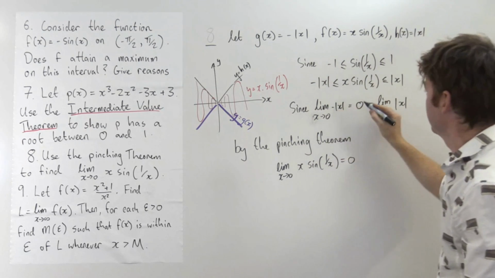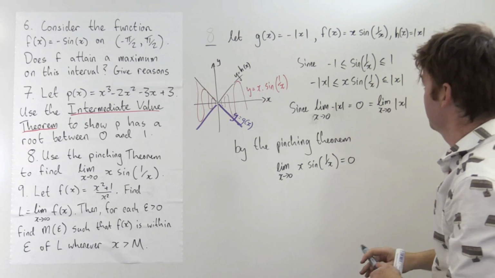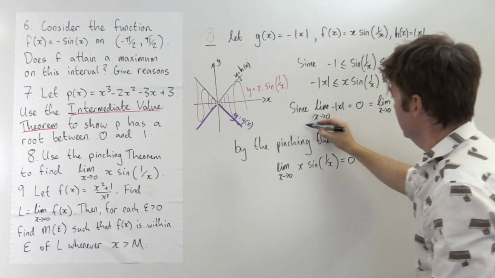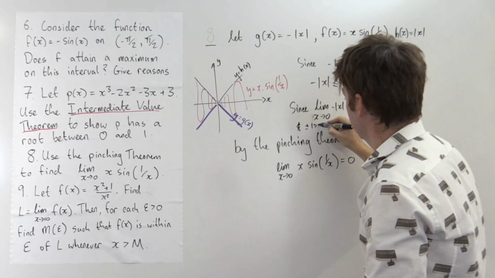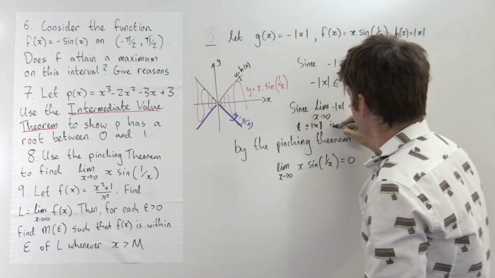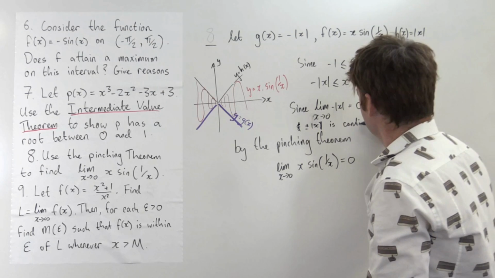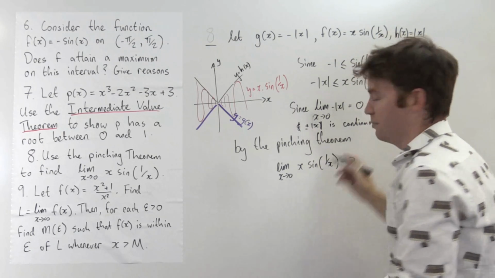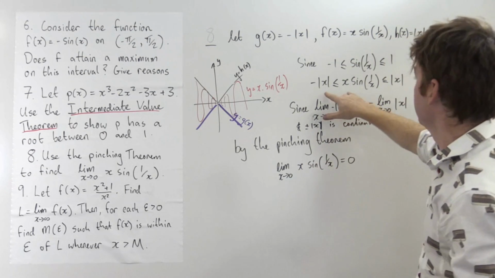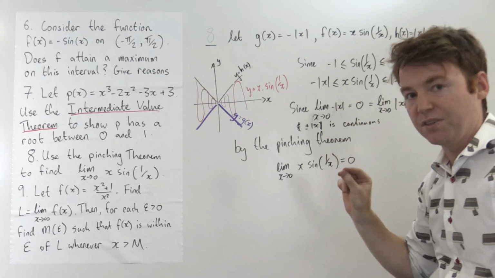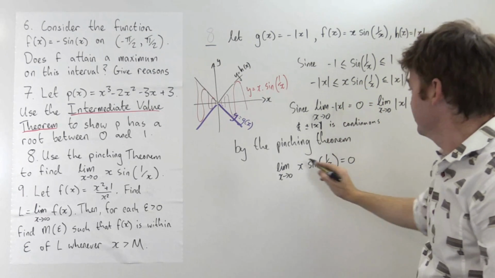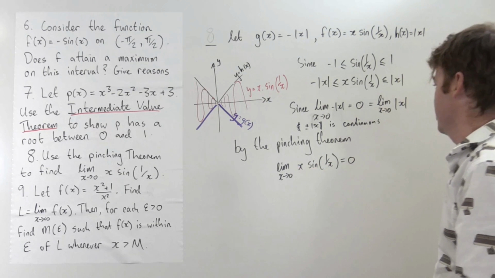I should mention that these things have to be continuous functions as well. So plus or minus absolute value of x is continuous. That being part of the pinching theorem. You need to sandwich x sine 1 on x between continuous functions. Then by the pinching theorem, this thing is equal to 0.